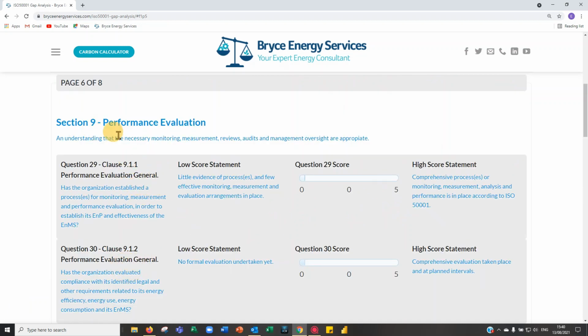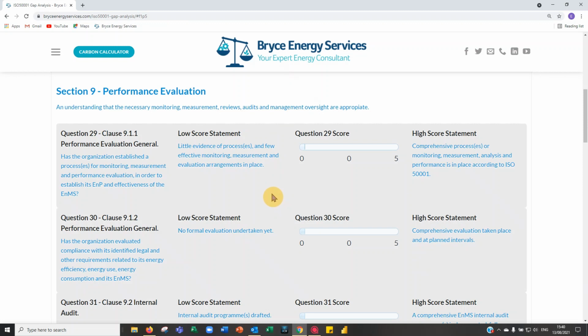Next, page 6 of 8, performance evaluation, section 9 of the standard. And understanding that the necessary monitoring, measurement, reviews, audits, management. So this is the section on, are you looking at and monitoring the significant energy use within your business and reviewing it, considering it, auditing both the process for collecting the data and the data itself. So performance evaluation, general. This established processes for monitoring, measurement, and performance evaluation and establish its energy performance and effectiveness. So what you're looking at is both the underlying process, but also the energy management system itself. Is it performing as you would expect?